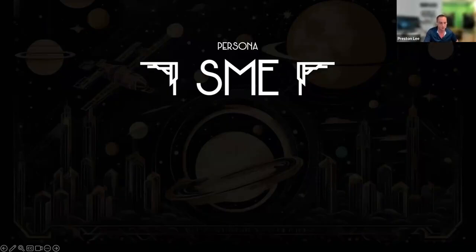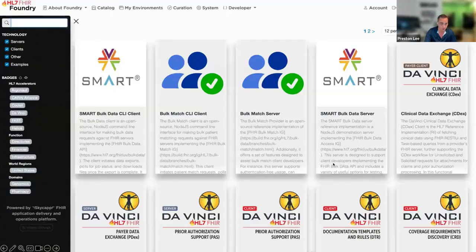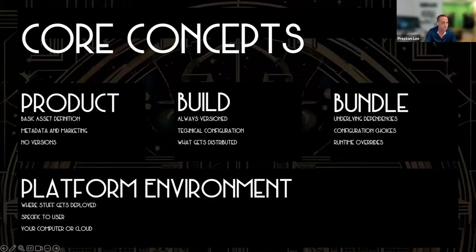So to get more into this perspective, we need to talk about a few core concepts that exist within Foundry that are a little bit new because they come from the software engineering space. The first is a product. When you look at Foundry itself, at foundry.hl7.org, you'll see all these little tiles in the master catalog here, and each one of these corresponds to what's called a product in Foundry. All that really is, is more of a marketing definition, typically of a piece of software or of a collection of software that go together.